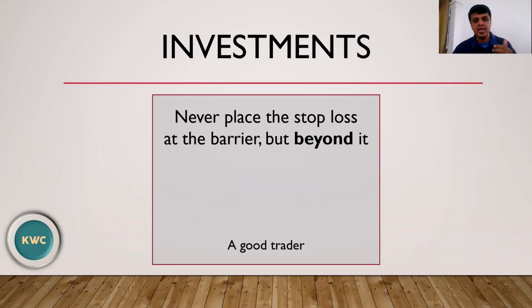Then, never place the stop loss at the barrier. People do this also. Say it cuts the moving average at 159, and now it's at 160. So you will say, oh, it'll come towards the moving average, but it'll never cut the moving average, so I will put it at 159. It'll come, take it and go.